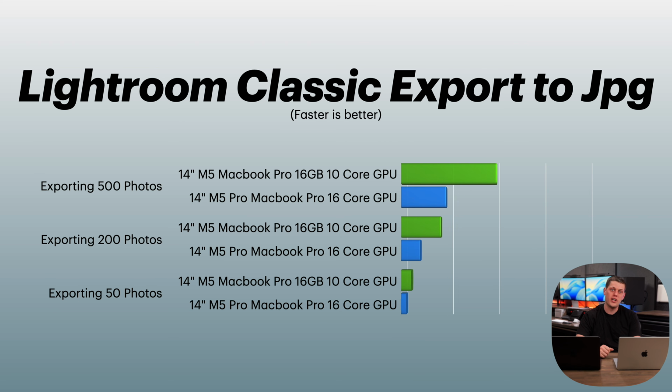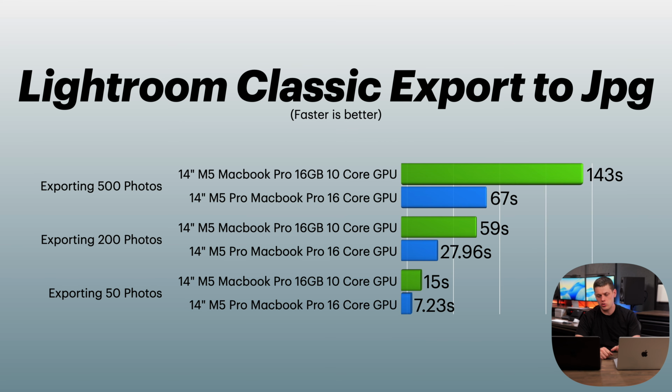Next, I wanted to try some non-Apple optimized software, so I put Lightroom Classic on both of these, and I imported 500 raw photos and tried a couple of exports, exporting the raw photos down to JPEGs. For 50 photos, it took 15 seconds on the M5, 7.23 seconds on the M5 Pro. For 200 photos, it took 59 seconds on the M5, and it took 27.96 seconds on the M5 Pro. Then for 500 photos, it took 2 minutes and 23 seconds on the M5, down to 1 minute and 7 seconds on the M5 Pro.